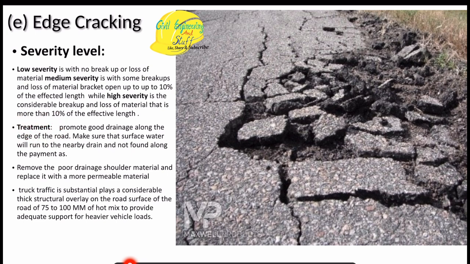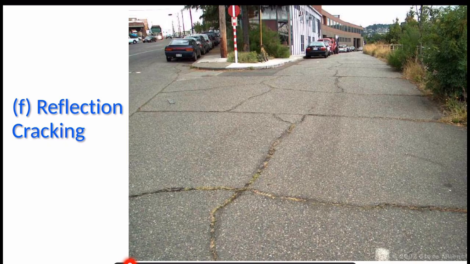Talking about how the treatment can be done, the first thing is to promote good drainage along the edge of the road. We have to make sure that no water is stored along the edges, and we should have a provision of proper drainage facility so that water can go out. If there is any poor drainage along the shoulder, we have to replace that with some permeable material. Then truck traffic plays a substantial role in this, so based upon the loading, we have to improve the quality of the edge if required to prevent edge cracking.